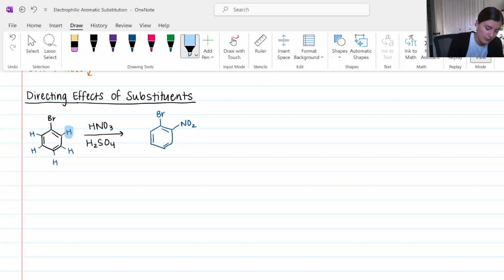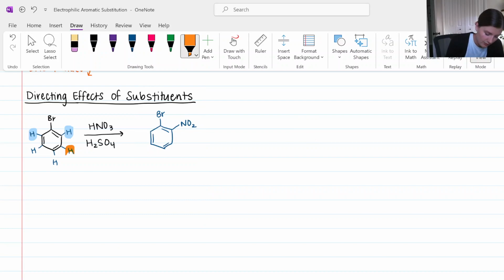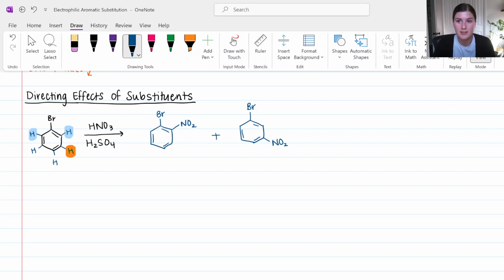Now, if we were to replace this hydrogen on the left with a nitro group, that would produce the same product. We'd have ortho bromo nitrobenzene. We can say the same thing if we replace this hydrogen, if that's substituted for a nitro group. This is another possible product. Now we have these substituents meta to each other, meta bromo nitrobenzene.